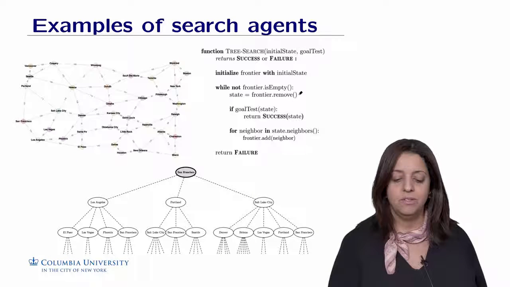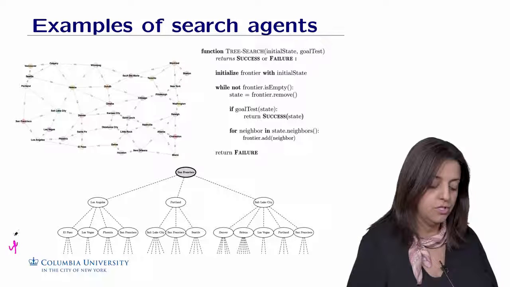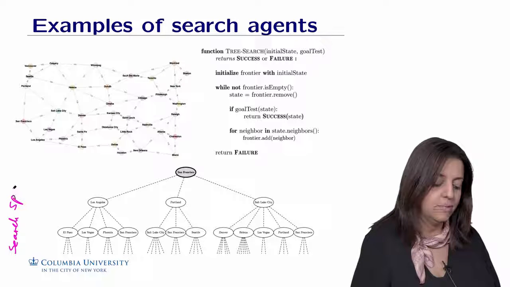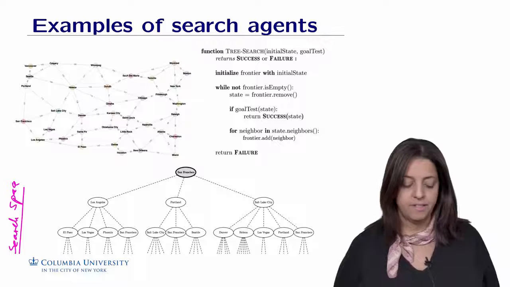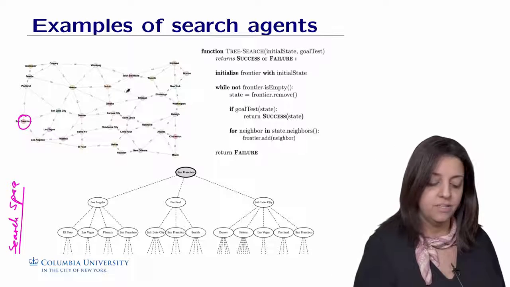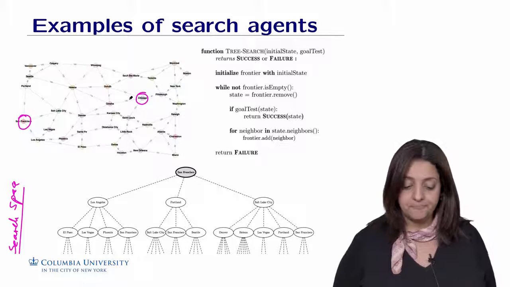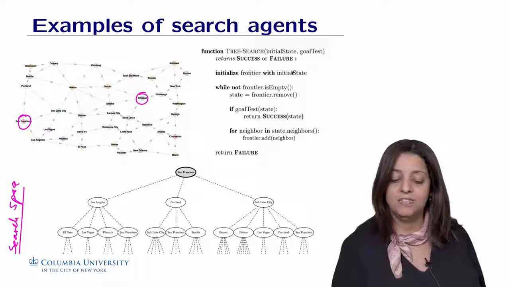So here's the algorithm on the right side, and here's the map. And this is representing our search space represented by a tree. So we have this exploration tree in which we are going to try to find our way from San Francisco to another city, let's say Chicago. All right, so initially, we are going to initialize the frontier with the initial state.